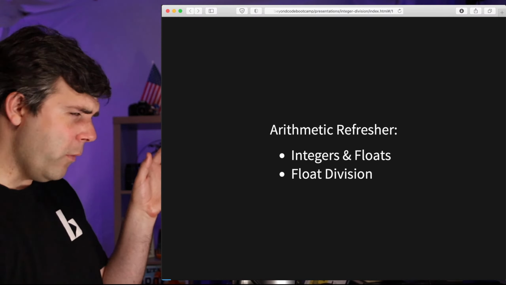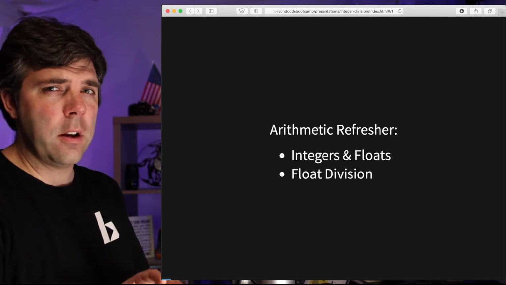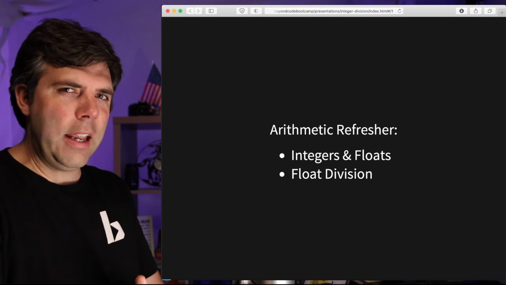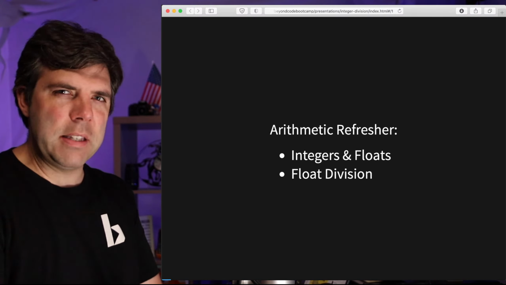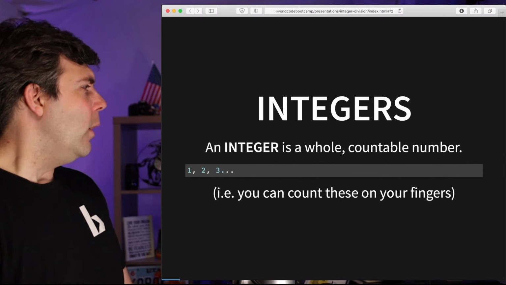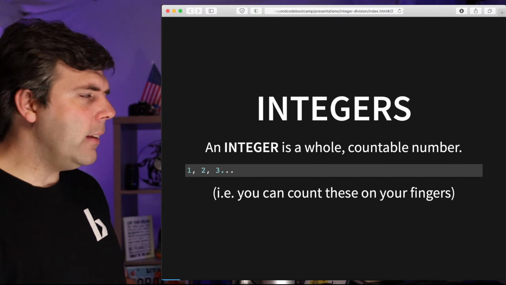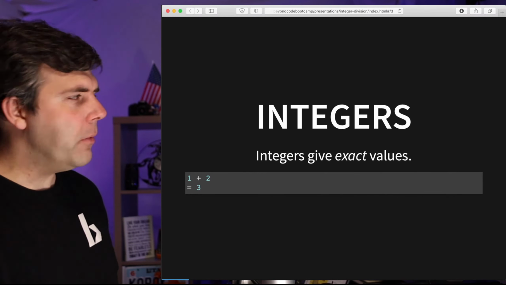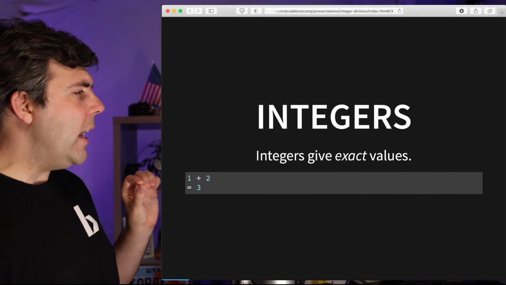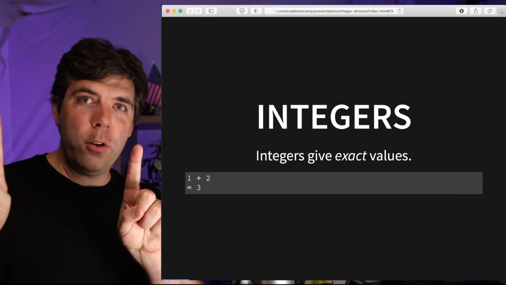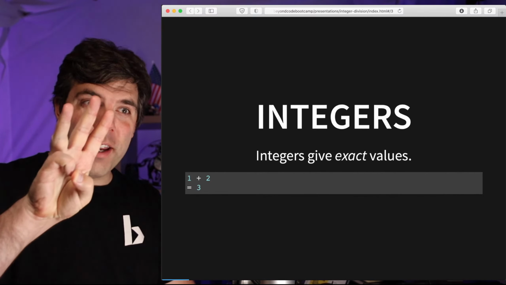But first, we need a little bit of an arithmetic refresher because you probably haven't done integer division since basically grade school, before decimal division was introduced. So an integer is a whole countable number, something that you can count on your fingers. So integers give exact values. You can add 1 and 2 and get 3.